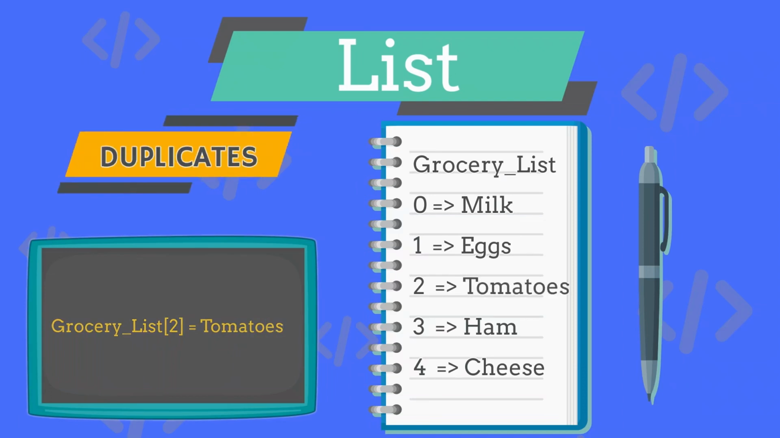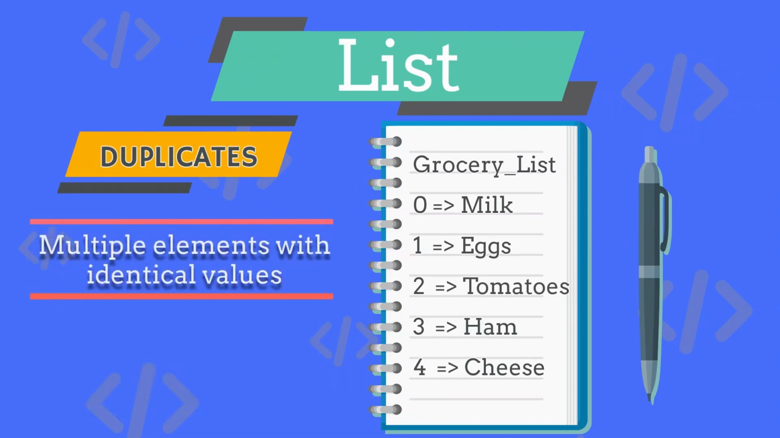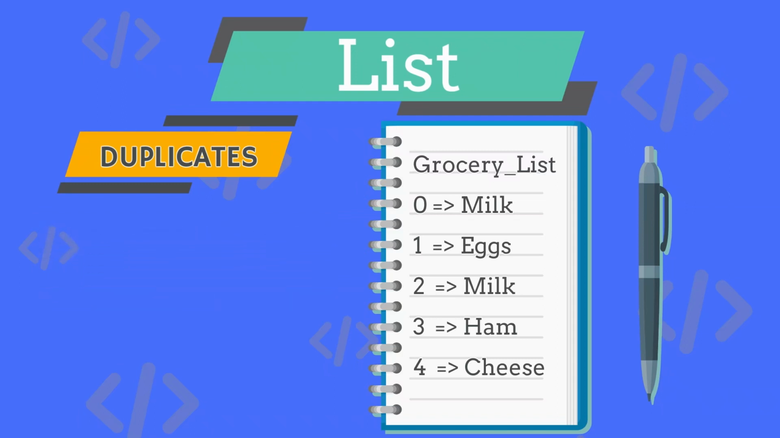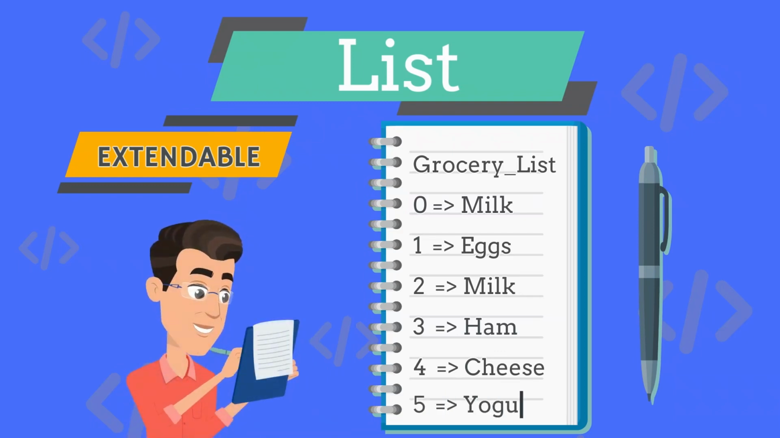The list also allows duplicates. You can have multiple elements with identical values. In your list, you can add milk twice, because you will need to buy 2% milk for you and almond milk for your partner. Finally, lists are also extendable. You can append new values aside from the ones already on the list. This is perfect for you to add new items in the list when you notice you ran out at home.